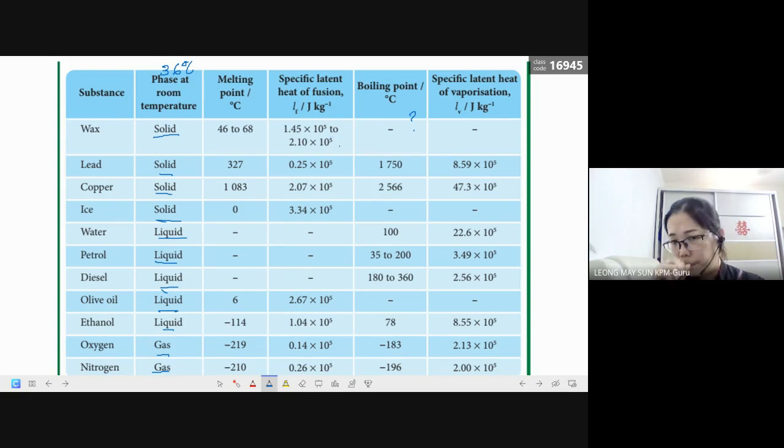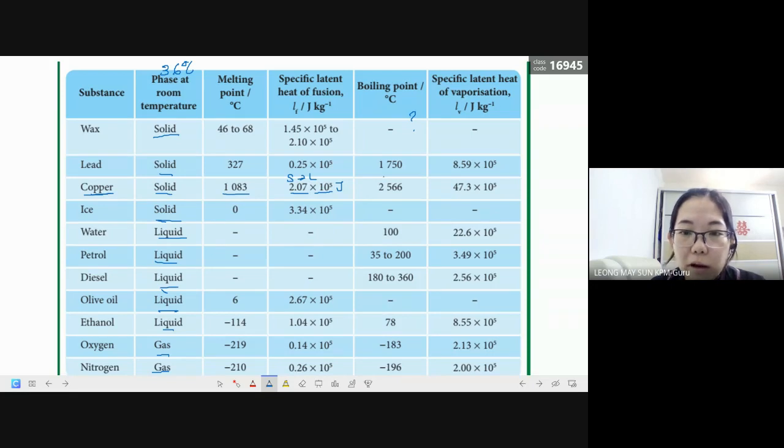Now let's look at, for example, copper. Copper's melting point is actually 1083 degrees Celsius. So for solid to become liquid, at the temperature of 1083 degrees Celsius, we need to absorb 2.07 times 10 to the power of 5 joules of energy for every 1 kg of copper.